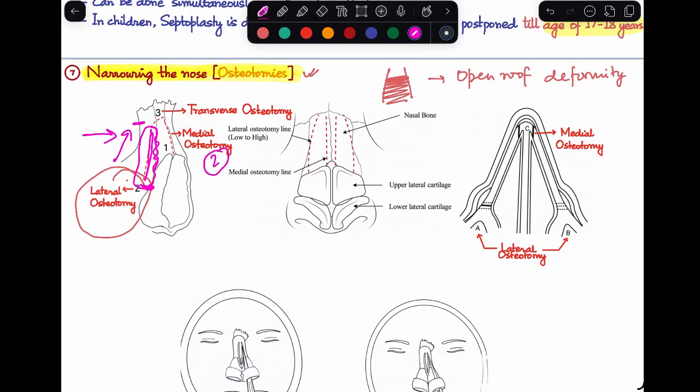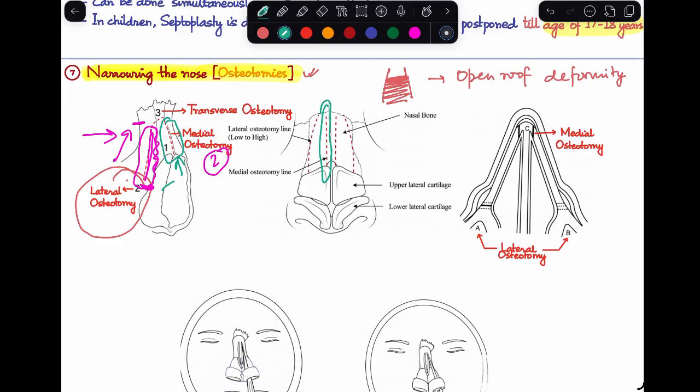Our second type is the medial osteotomy. A medial osteotomy, as you can see in the image here, this is our medial osteotomy. Medial osteotomy is where we are giving a cut close to the midline of the nasal dorsum, and we are separating out both the nasal bones from each other so that they can be moved independently. This is what a medial osteotomy cut would look like. And this is only used in cases of very significant deviation.